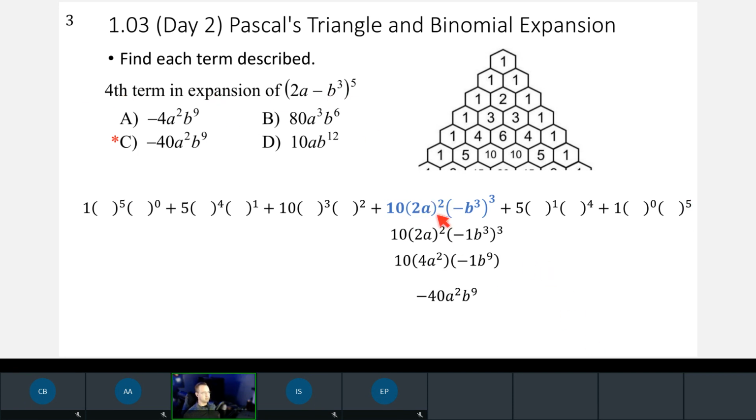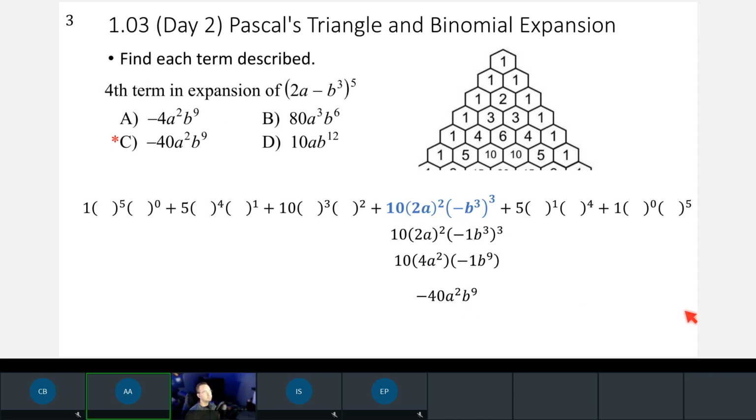We got 2 squared is 4. A squared is a squared. Negative 1 cubed is still negative 1. b cubed to the third power is b to the ninth. And then I would just do 10 times 4 times -1 is -40. A squared times b to the ninth is a squared b to the ninth. And we're done. Pretty straightforward.